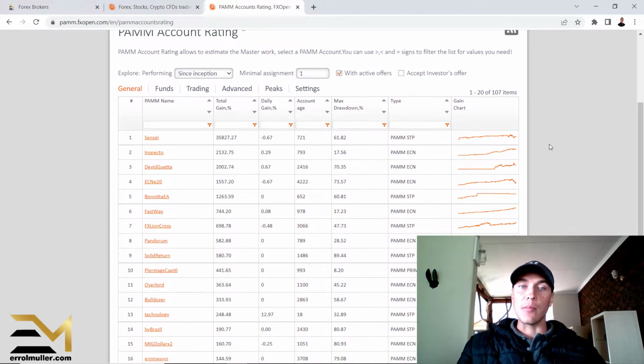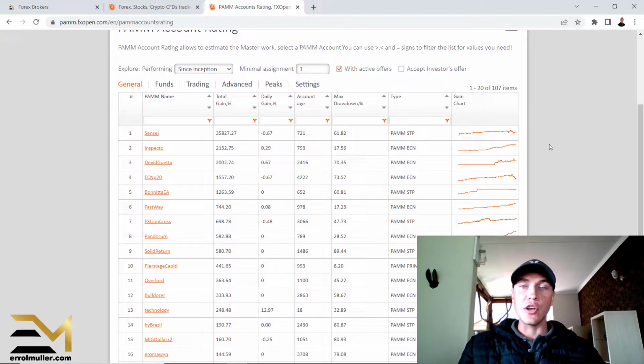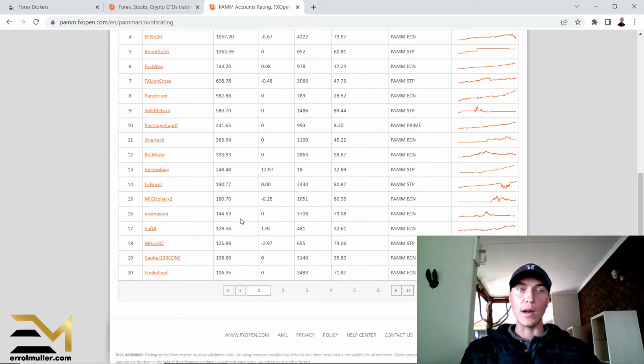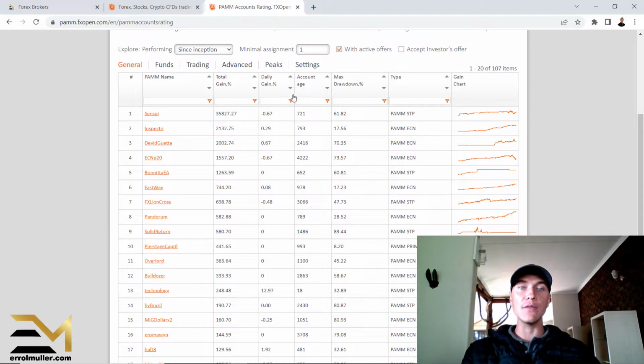So let's quickly have a look at it. I'm not going to go into too much detail, but what I do want to show you is you want to have a look at their results. So you can see the total gain goes from 35,827% all the way down to whatever it might be. Then you've got your daily gain, you've got your account age. These are days. So if you want to get years, just divide it by, I think it's 365. Then you've got your years.